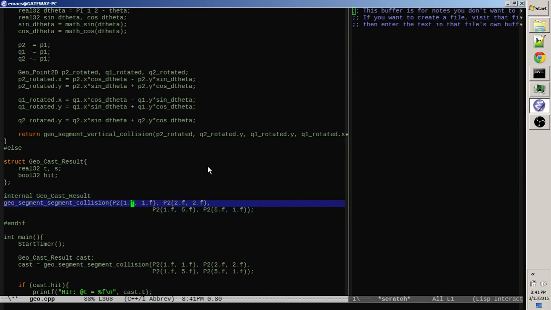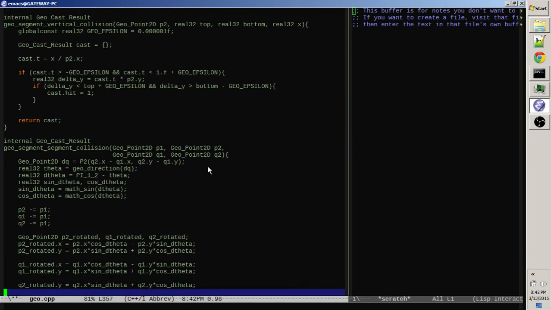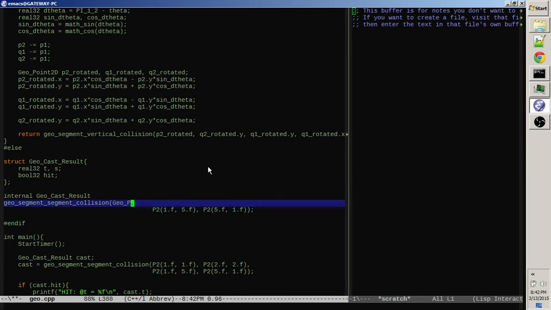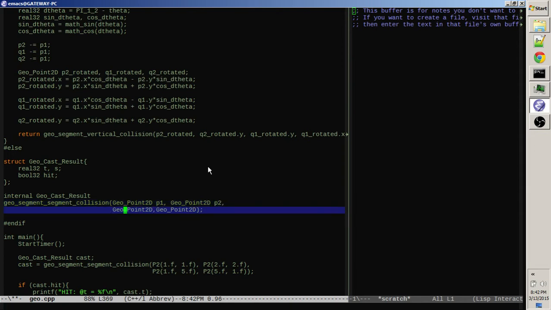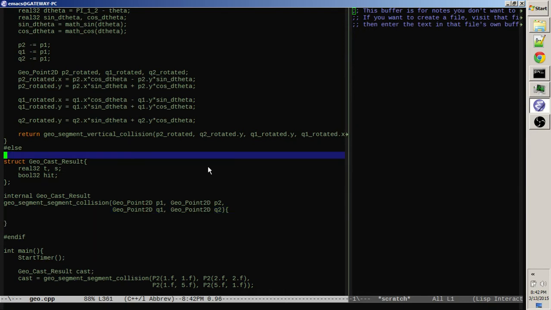And then these are points, so that's geopoint2d, four times. And that's going to be P1, P2, Q1, and Q2. The question again is, do these collide, or do these two segments intersect? And if so, at what point along the distance from P1 to P2, but also now, at what point along the distance from Q1 to Q2?